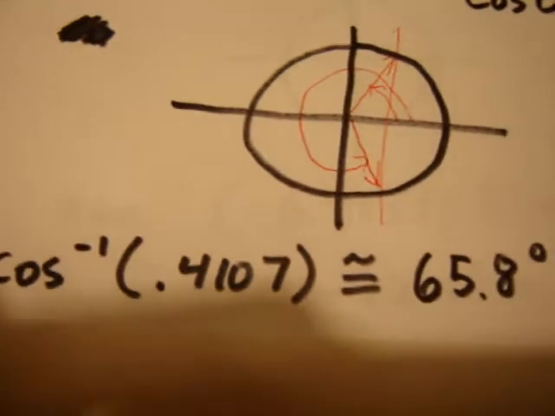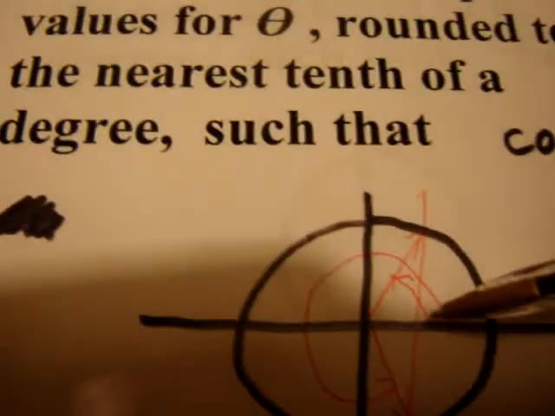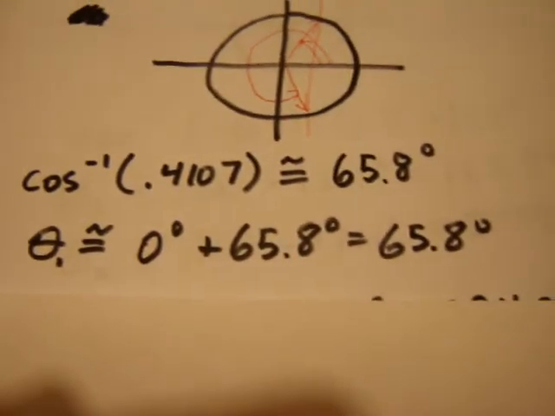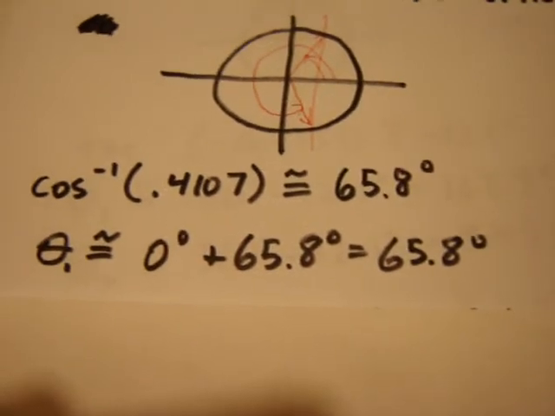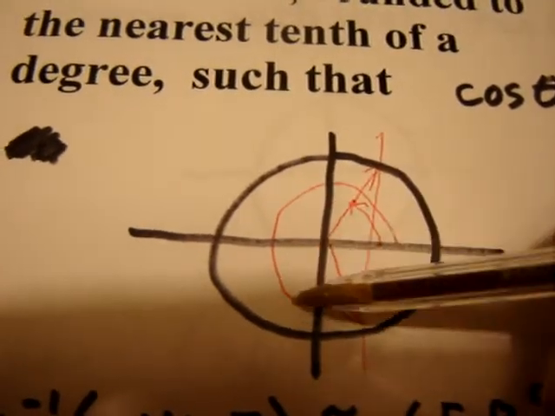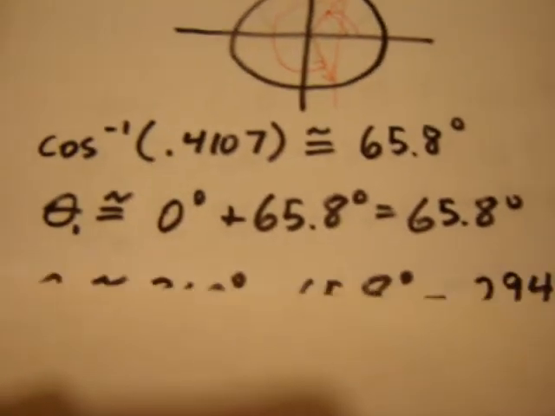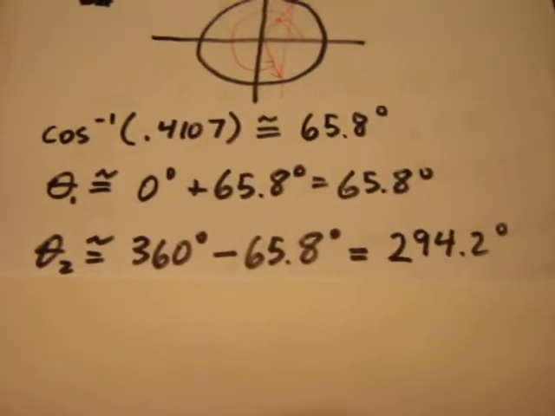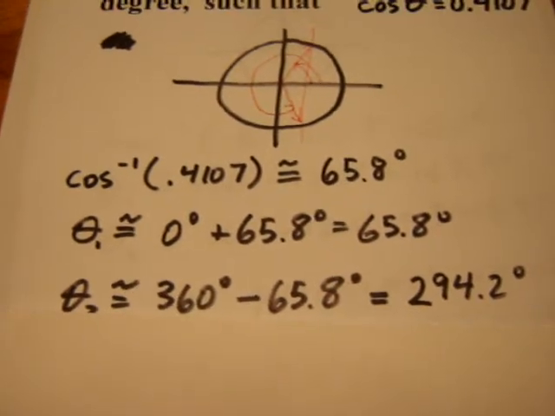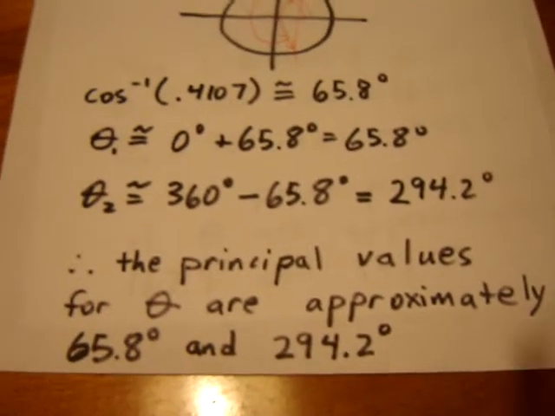So naturally we find the cos inverse of 0.4107, which is approximately 65.8 degrees. So that's going to represent our first angle, 65.8 degrees. Theta 1 is 0 degrees plus 65.8, which is 65.8. And our second angle is going to be almost a full 360 degrees again, but we're going to stop 65.8 degrees shy of that. So our second angle is 360 degrees minus 65.8 degrees, which is 294.2 degrees. All of these answers obviously are approximate. And so our principal values for theta are approximately equal to 65.8 degrees and 294.2 degrees.